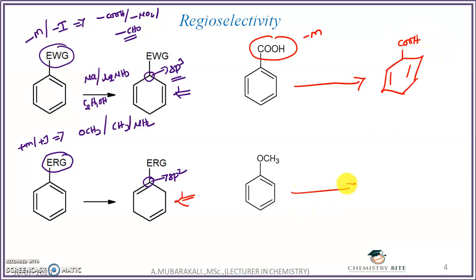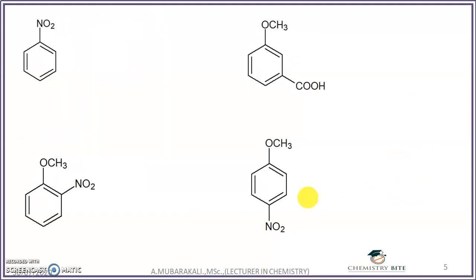In the case of anisole, you can see the OCH3, which is a +M group, an electron releasing group. That substituent will be attached to the carbon which is sp2 hybridized, or unsaturated. So you will get the product like this. For example, in the case of nitrobenzene, whenever it participates in the Birch reduction, nitro is an electron withdrawing group. In the case of an electron withdrawing group, it will be bonded to the saturated carbon atom, and the product is this.